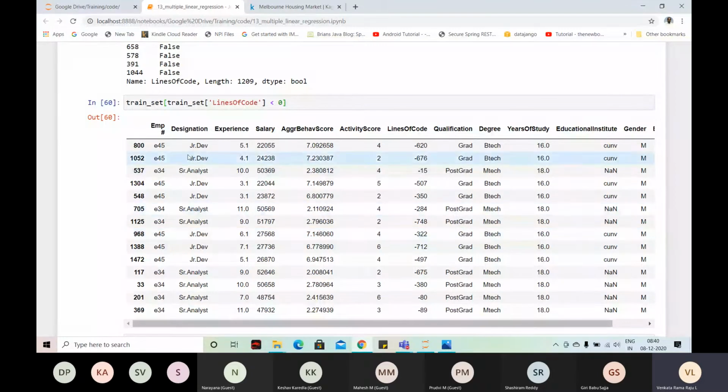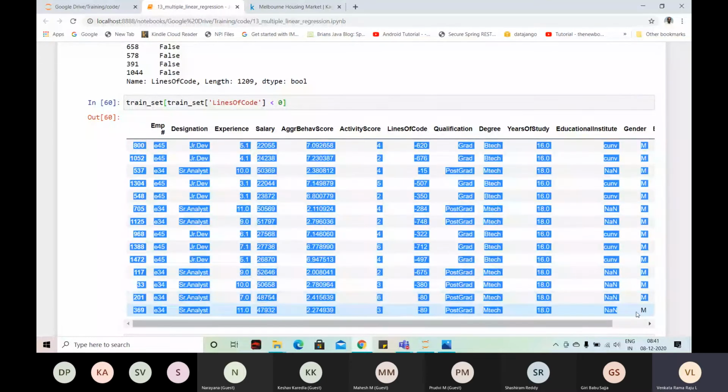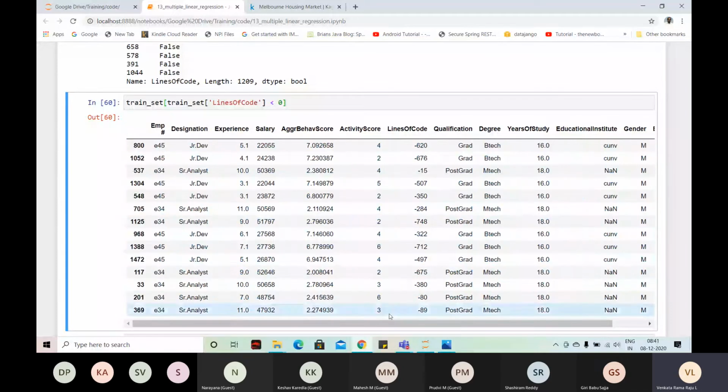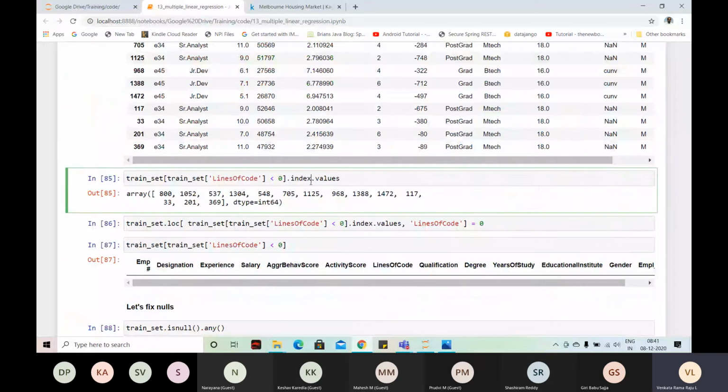How much time you should be spending on feature engineering is a decision you need to make depending on the problem we are trying to solve. Did you get it? Did you get it?